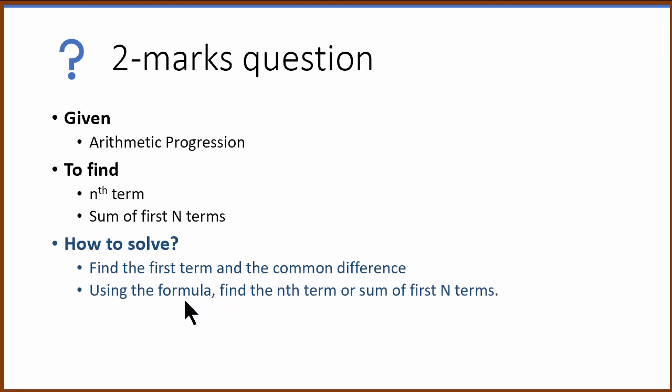And then you're given the formula, right? So if you remember the formula of nth term or sum of n terms, you use that formula and substitute and get the answer. This is again very common. And you can easily get the 2 marks as long as you remember the formula and substitute it properly and simplify it.